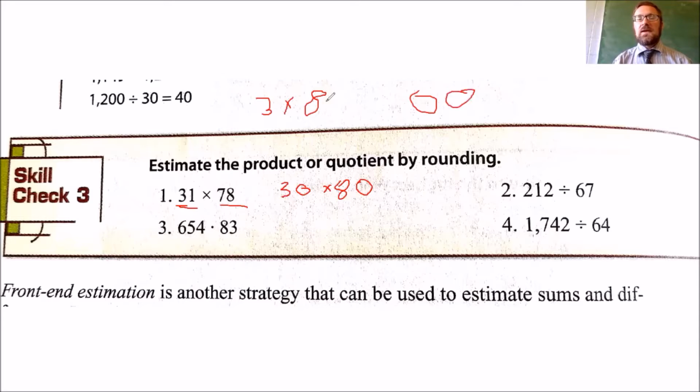So 3 times 8, if you remember your multiplication facts, is 24, and then we throw the zeros on there, so our actual answer, rounded answer, is 2400.